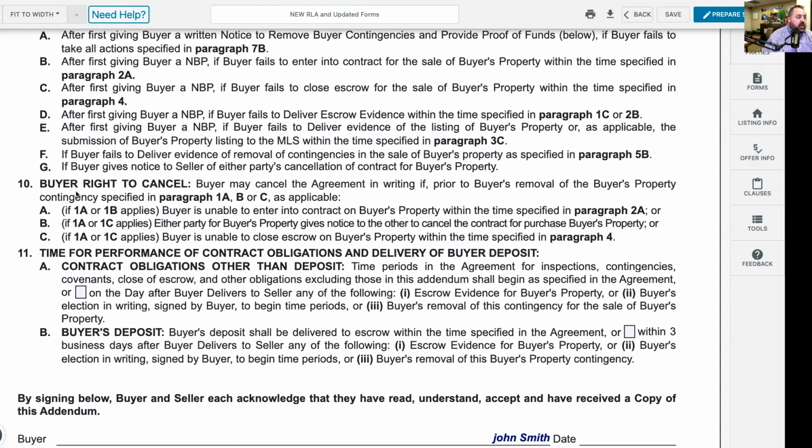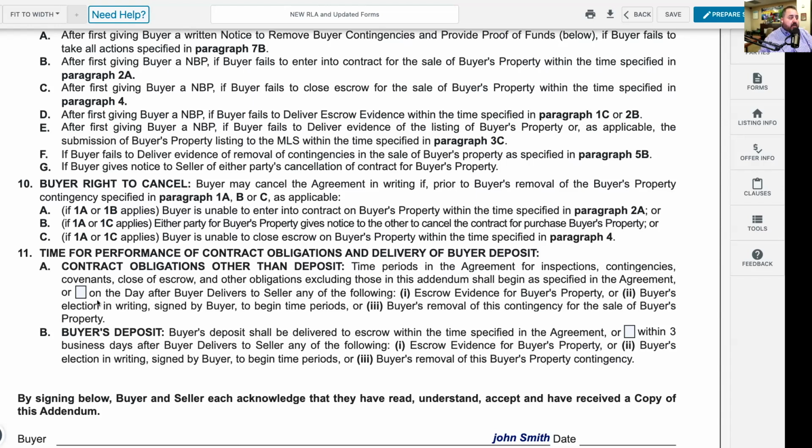Okay. Contract obligations other than deposit. Time periods in this agreement for inspections, contingencies, covenants, close of escrow, and other obligations, excluding those in this addendum, shall begin as specified in the agreement, which means all your time periods, your inspections, your investigation period, your appraisal contingency, your loan contingency, all start with the purchase agreement, just like if there was no contingency of sale. The only ones that are different are what are in this addendum, period.